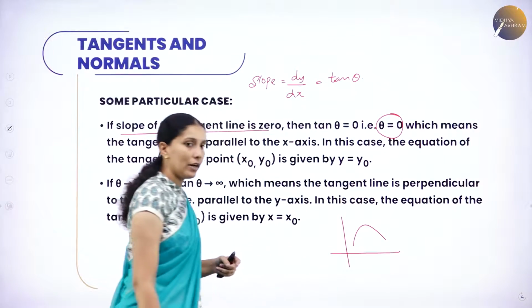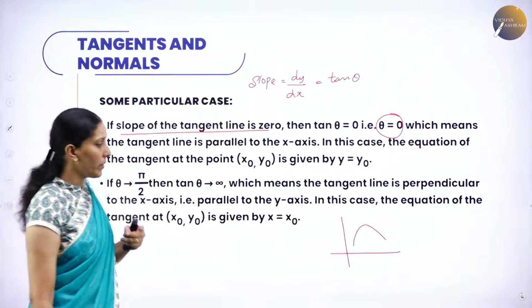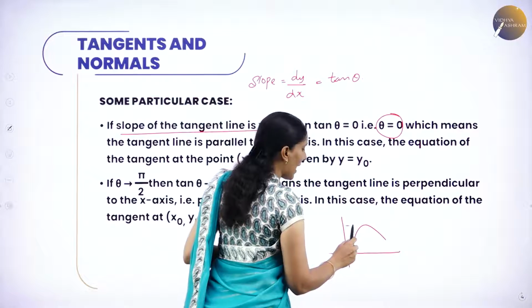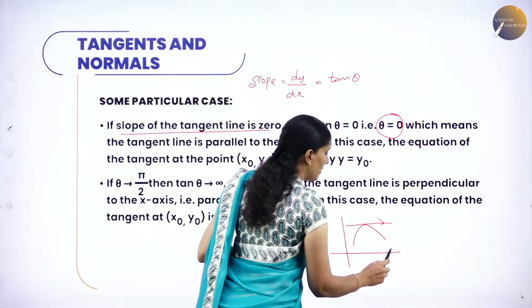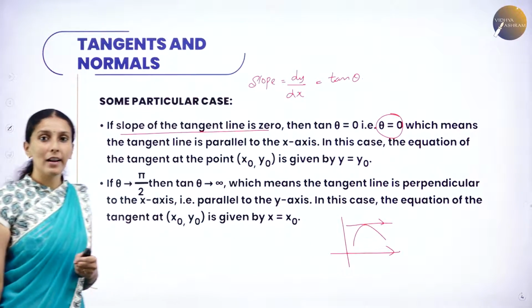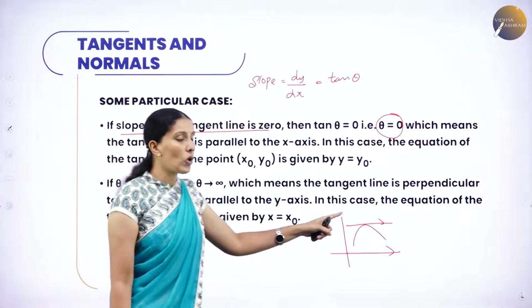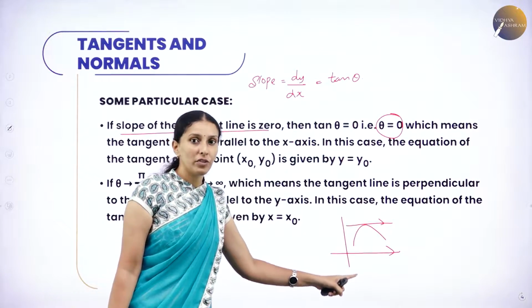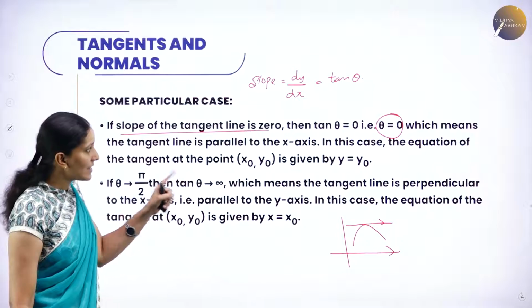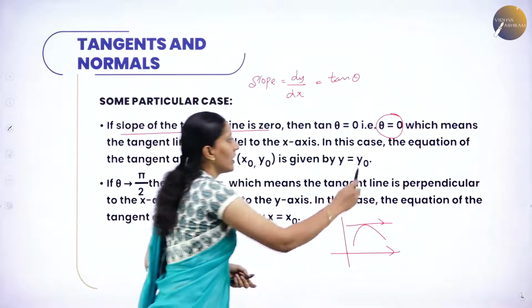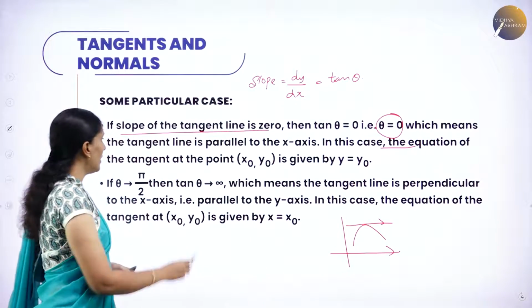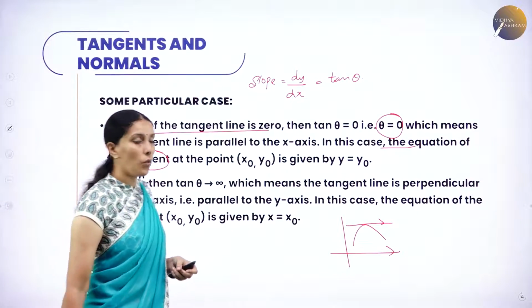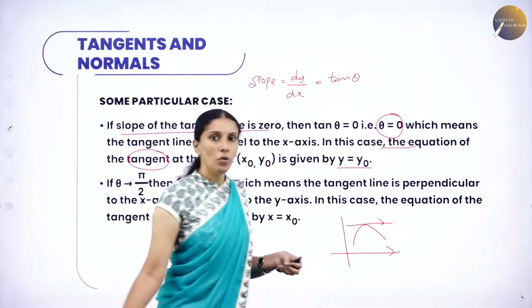Suppose here is a curve. If theta is equal to 0, it means the tangent is exactly parallel to the x-axis. It is parallel to the x-axis because there is no inclination of the tangent with respect to the x-axis. Hence, in that case, the equation of the tangent at that point will become y is equal to y naught.